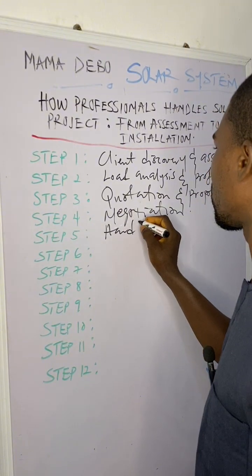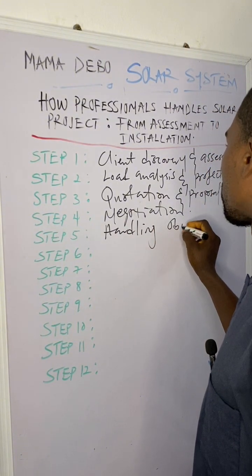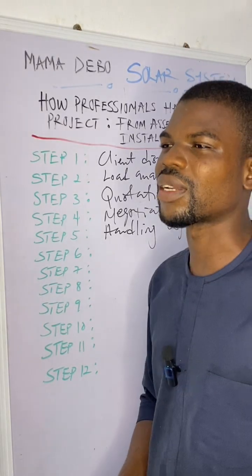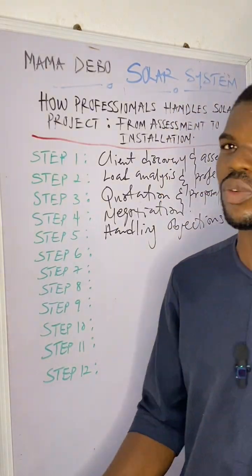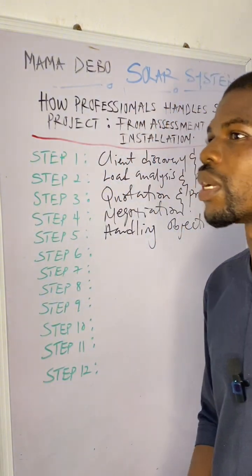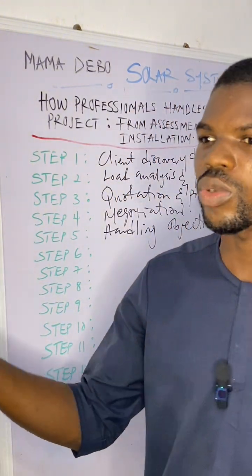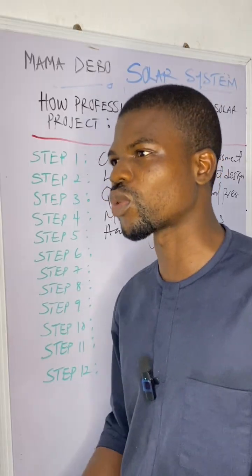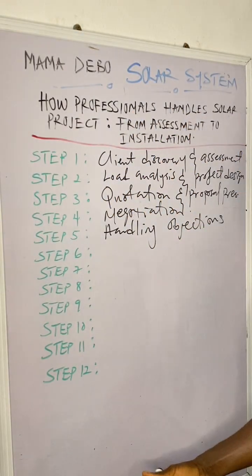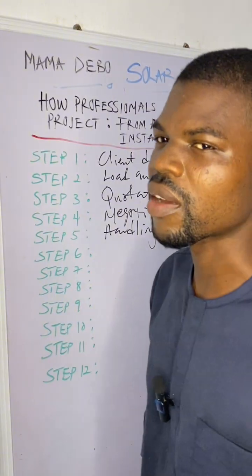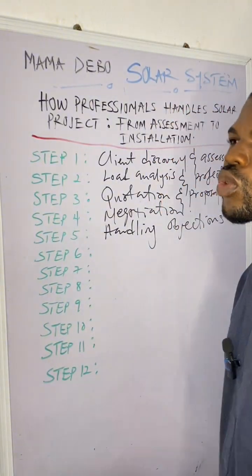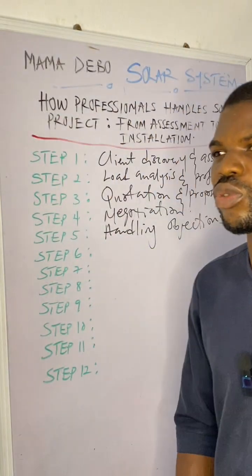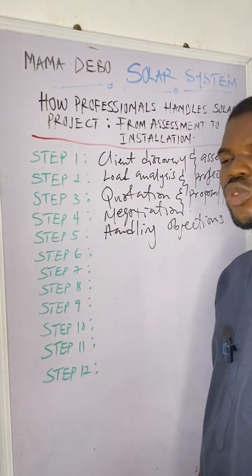So after negotiation, then you handle objections. So what are the objections? Your client has different quotations on his table. That is when he will be telling you, okay, why do you want to use 10 kVA? But my load is just 1 kilowatt, my load is just 2 kilowatts, my load is just 3 kilowatts. Why do you want to use a 15 kilowatt inverter? Why do you choose lithium battery ahead of tubular battery? Why do you choose dry cell battery ahead of tubular batteries?